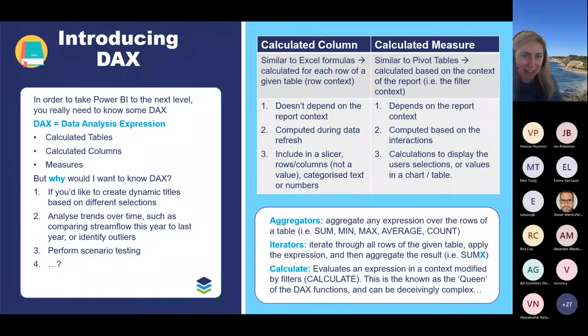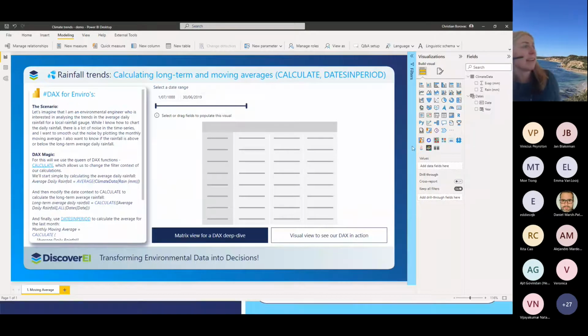The third and final example I want to show everyone today is having a look at rainfall trends. So using DAX to calculate long-term averages and moving averages. So the scenario we want to have a look at is, let's imagine that I'm an environmental engineer who's interested in analysing trends in the average daily rainfall for a local rainfall gauge. While I know how to chart the daily rainfall, there's a lot of noise in the time series, and I want to smooth out the noise by plotting the monthly moving average. And I also want to know if the rainfall is above or below the long-term daily rainfall average.